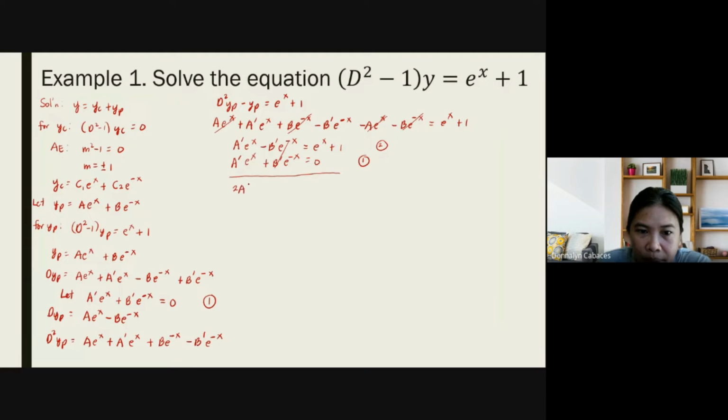Okay? So adding the 2, this is 0. And therefore, you have 2a prime e to the x is equal to e to the x plus 1. And therefore, what is a prime? A prime is equal to 1 half of e to the x plus 1 over e to the x. That is your a prime. So we can solve for a. And therefore, your dA is equal to 1 half e to the x over e to the x is 1, and then you have 1 over e to the x. So that would be 1 half plus 1 half e to the negative x dx.